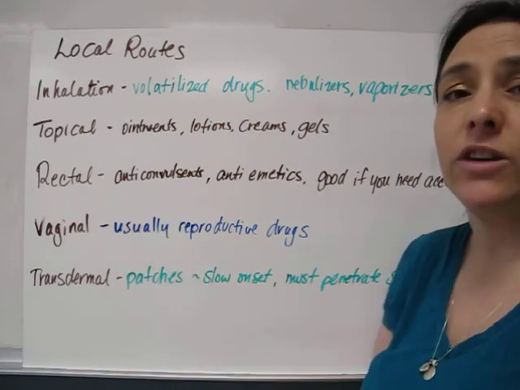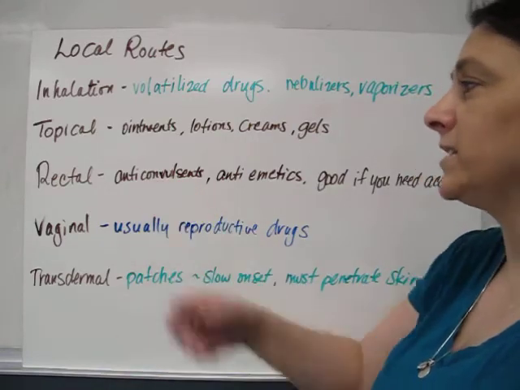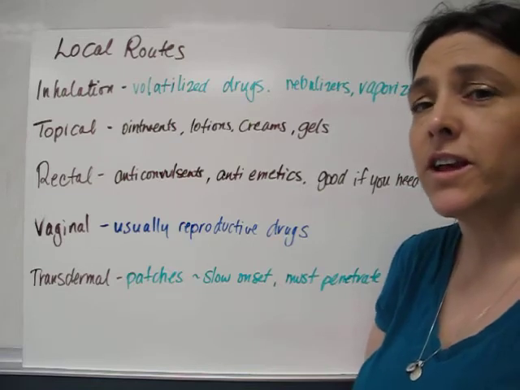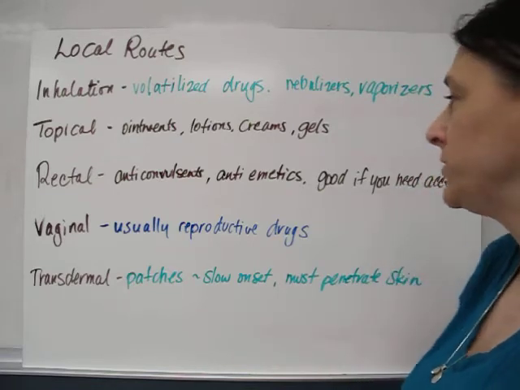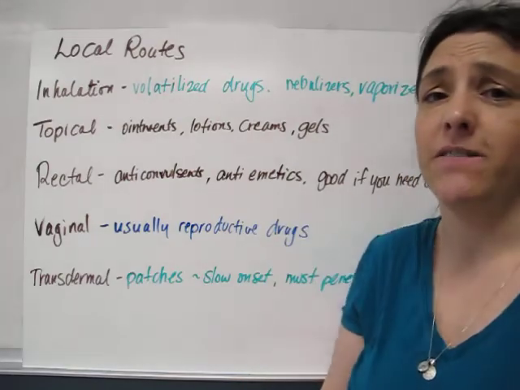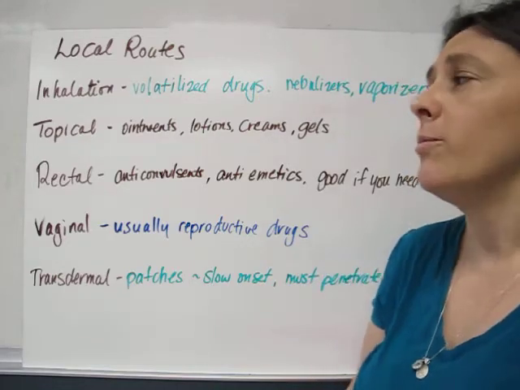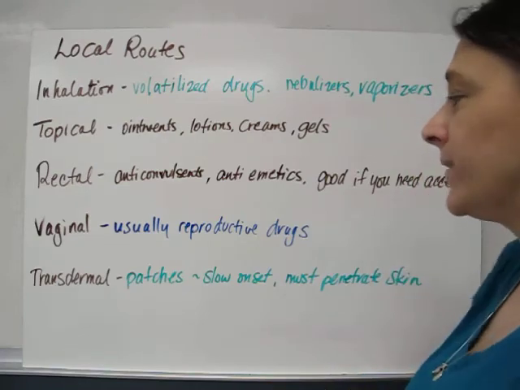Rectally, these are really good for patients that you can't get IV access for, especially if they're having seizures. You can give Valium rectally. That can help control the seizures. Really good, quick absorption that way. If they're vomiting and you need to get them an antiemetic, obviously you can't give them an oral antiemetic, but you could give that rectally and help with the vomiting that way.